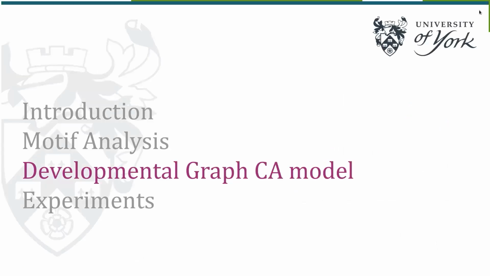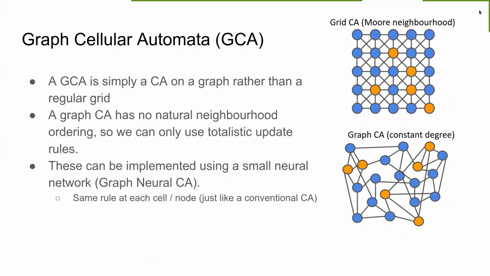So now I'll reintroduce and update the developmental graph cellular automata model. A conventional CA takes place on a grid. In a graph cellular automata, each cell is in fact a node in a graph which can be connected in any way. That does mean that for the transition rule, which updates the states, there's no natural ordering of the nodes, and you might have a varying number of neighbors. So you can only use totalistic update rules where you count the number of neighbors in each state.